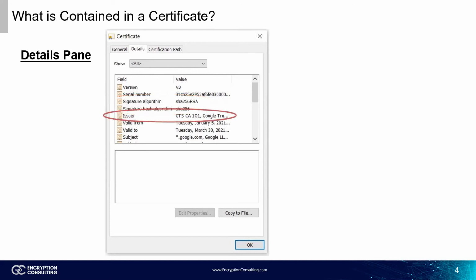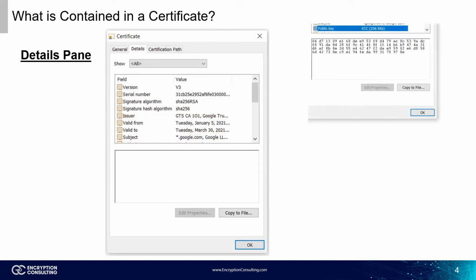Under the issuer field is the name of the issuing CA. The validity period is displayed here as well. Again, we see the subject or owner of the certificate. The public key is also displayed here. Once the public key is selected, you can see the exact public key listed there. The value of the public key is how the key was created. In our example, elliptic curve cryptography is used and the key is 256 bits long.